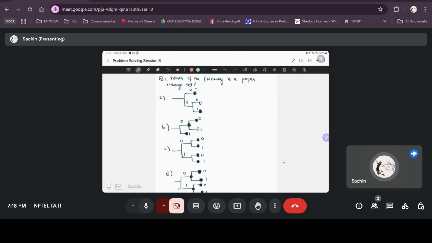Which of the following is a proper message set? There are four options. I encourage you to solve this problem yourself. I'll come back in 2 minutes and give you the solution.